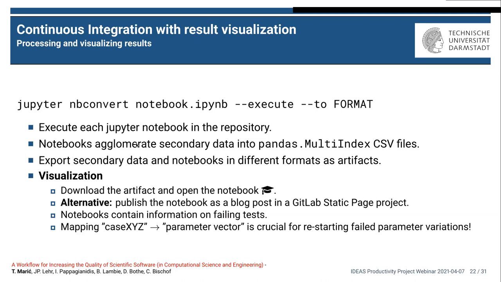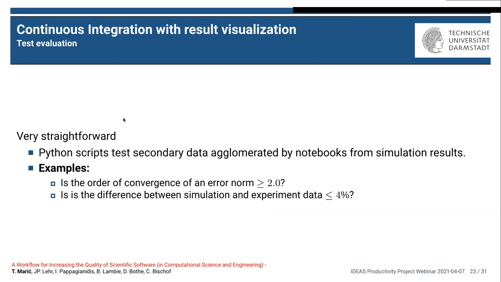The test evaluation is then really straightforward because the notebooks did all the work and stored all the tables that we want. Then we can easily test whether the convergence order of some error norm is greater than 2, or whether the difference between the simulation and experiment is less than 4%, or something like that.